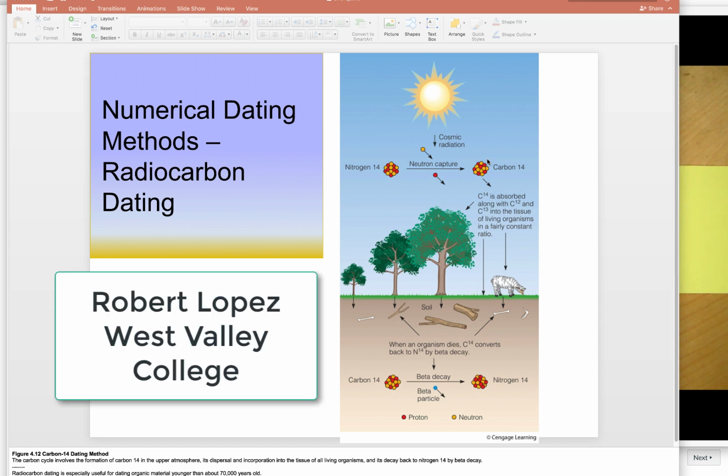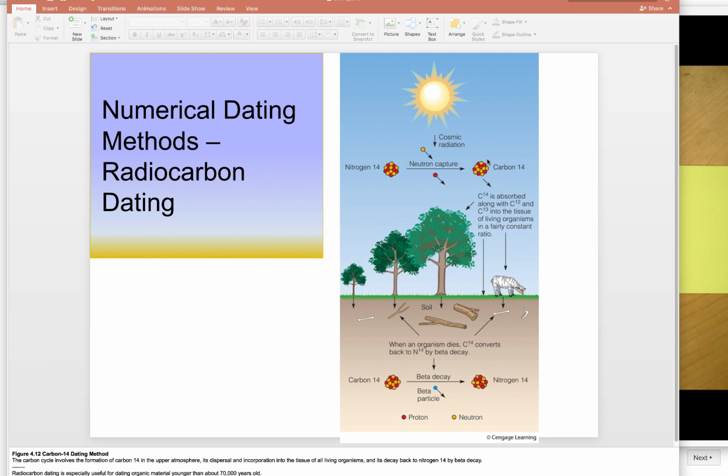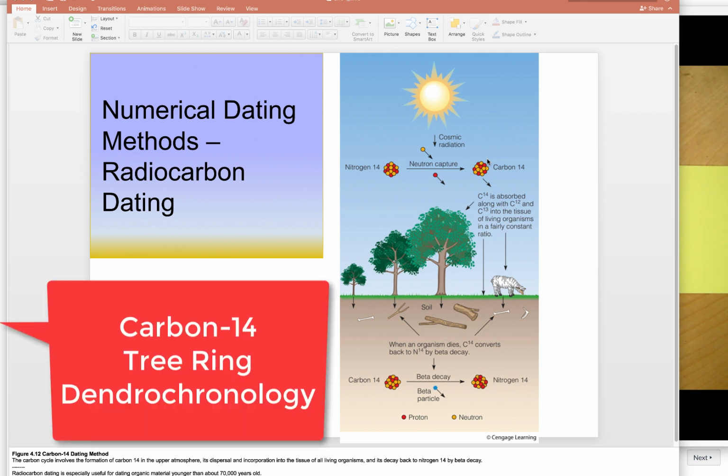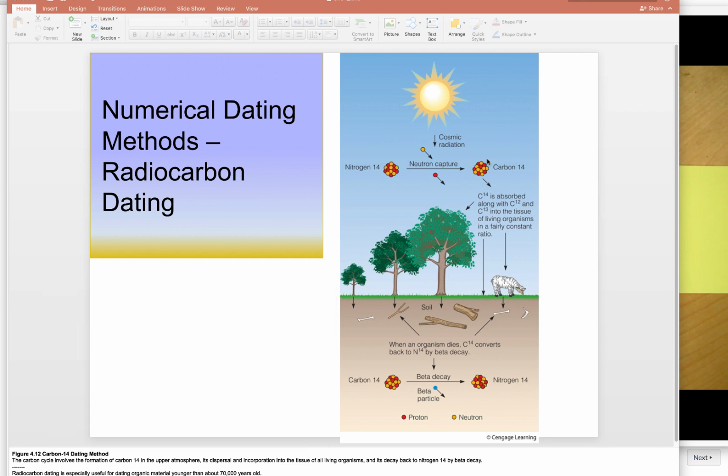And today I want to finish up PowerPoint for Chapter 4. And these last couple of parts deal with carbon-14 dating and tree ring or dendrochronology type of dating. Now, carbon-14 is an isotope of carbon that's continuously being made in the upper atmosphere.